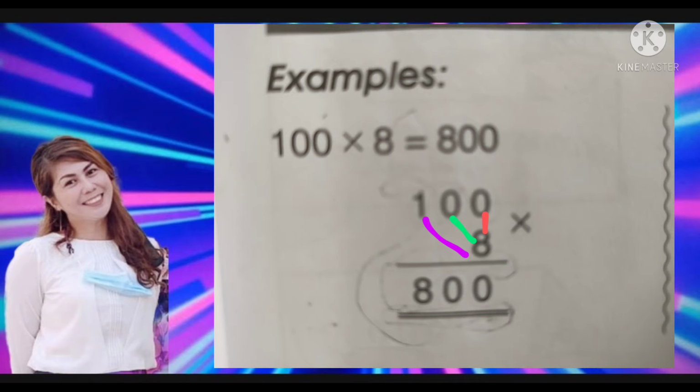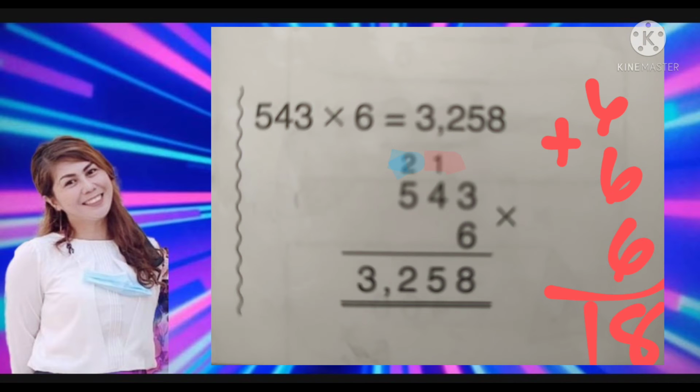How about if the answer is a 2 digit number? What will we do if there is a carrying number? Are you excited to know about that? Listen to teacher Chay. I have a given number here, 543 multiplied by 6. Again, we will do the ones place value first.